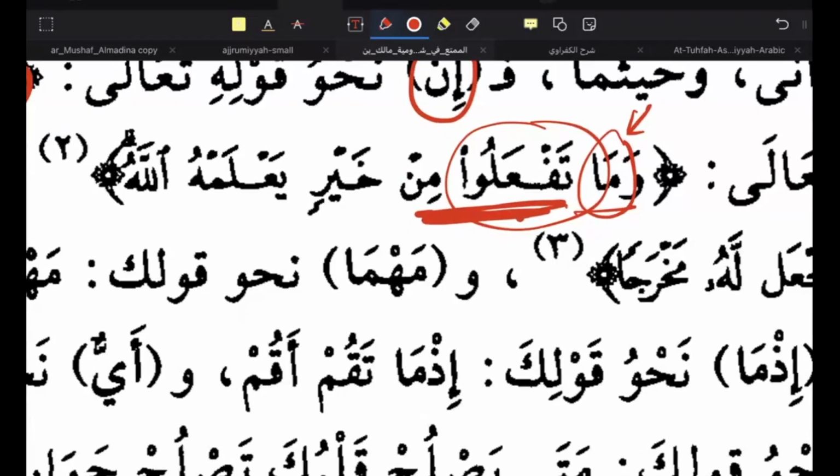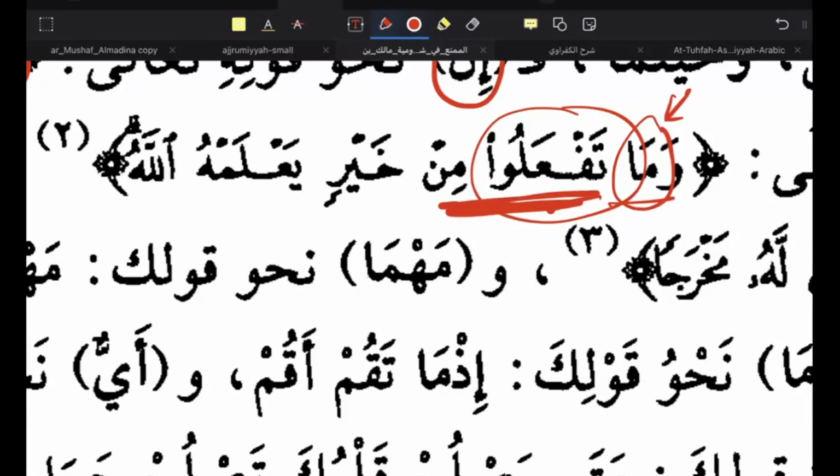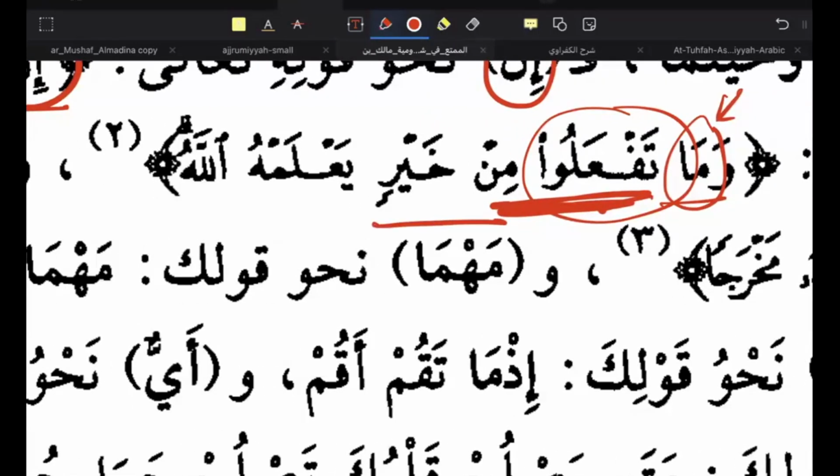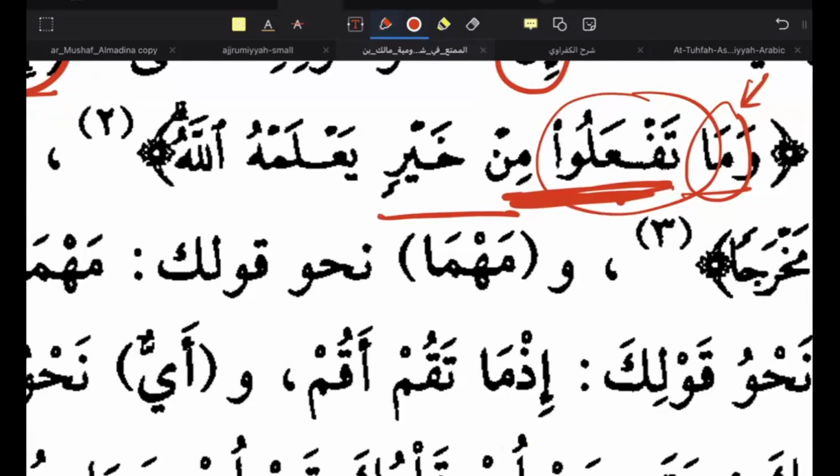وَمَا تَفْعَلُوا, whatever you do, مِن خَيْر, from good. Whatever good you do, يَعْلَمْ. Here he uses the second, the جواب الشرط. This is the answer to the condition. So this verb is the answer to this verb, and it also needs to be in majzum. Is it in majzum? Absolutely, it is majzum. Ya'lam should be ya'lamu, ya'lamuhu Allah. But it says ya'lamhu Allah.